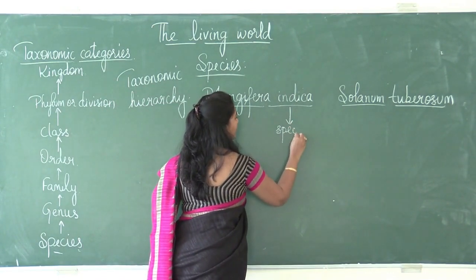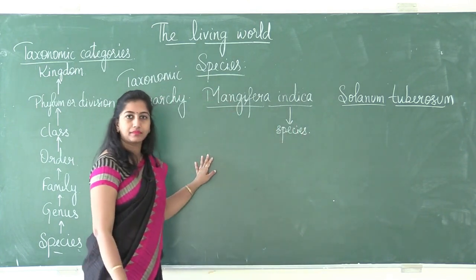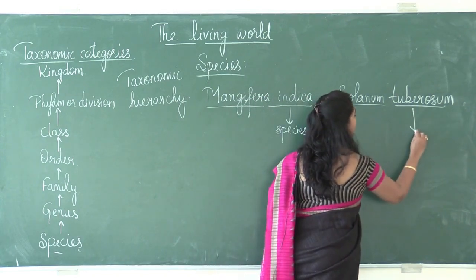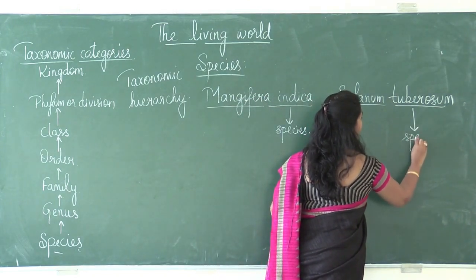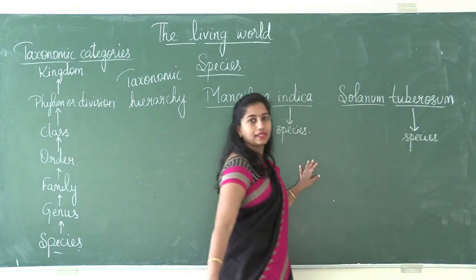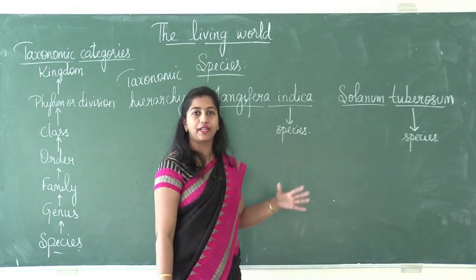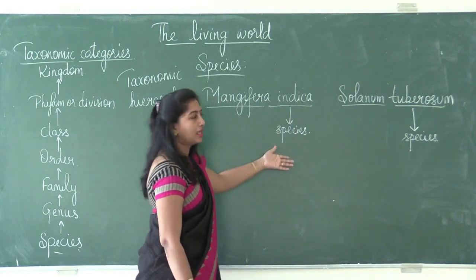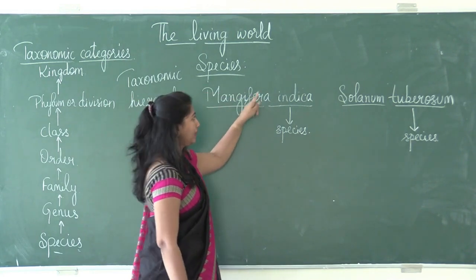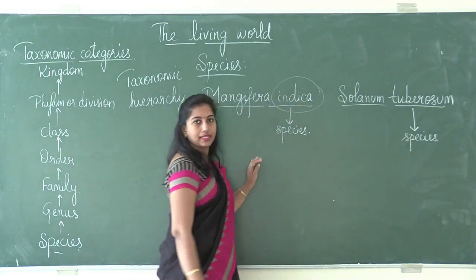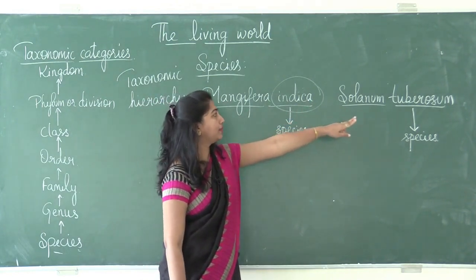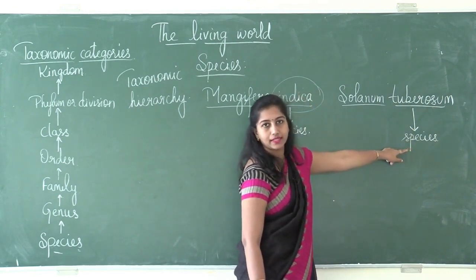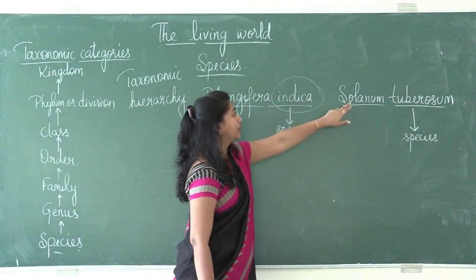Now here, indica will indicate the species name, whereas here tuberosum is a species name, or as I told, it is a specific epithet. We use the term specific epithet or the species name. So in Mangifera indica, indica is the species name, and in Solanum tuberosum, the term tuberosum is the species name. So here you should know this is the species name.